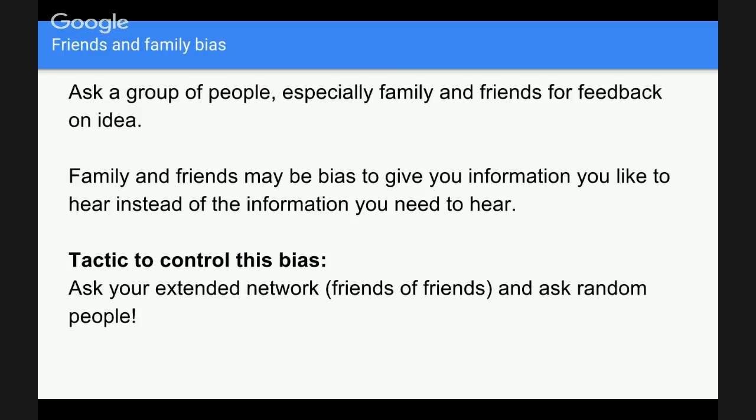Here's the bias. Friends and family may be biased to give you information that you like to hear instead of the information that you need to hear. Again, I'm going to reiterate: your friends and family may be biased to give you information that you would like to hear, to confirm your idea. You would like to get feedback and say, yeah, this is a great idea, I should run with this idea, instead of the information that you need to hear and to improve your business and your product.